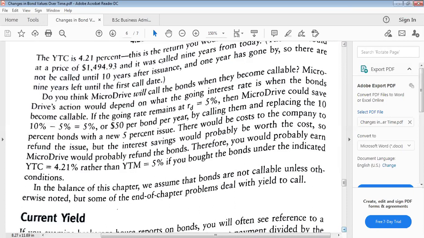Therefore, you would probably earn the 4.1% yield to call rather than the yield to maturity of 5% if you bought the bonds under the indicated conditions.